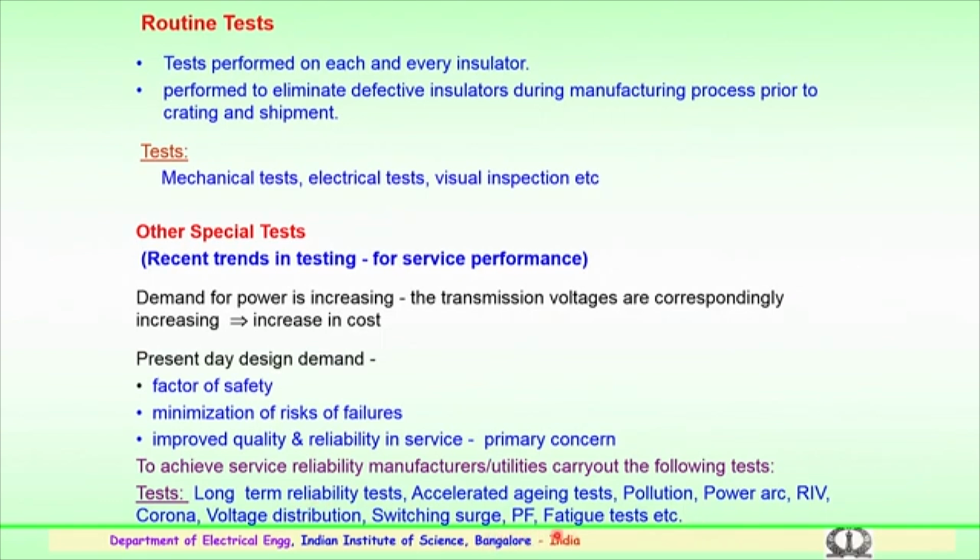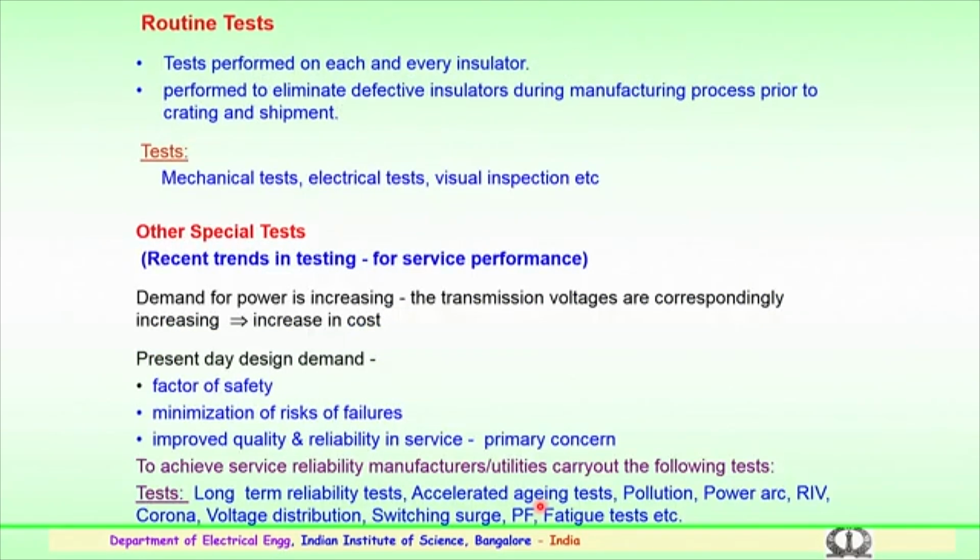These tests have come up after the voltage levels used became extra high voltage and ultra high voltage, to take special care of safety and to minimize the risk of failures. These tests have been included, and are essentially carried out for equipment used in the extra high voltage and ultra high voltage ranges.